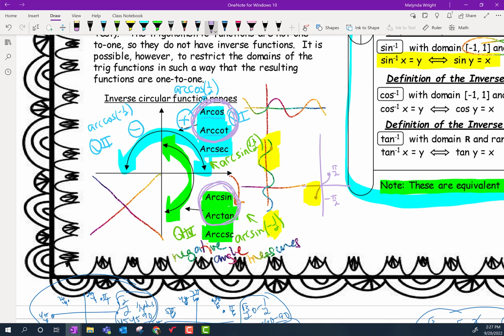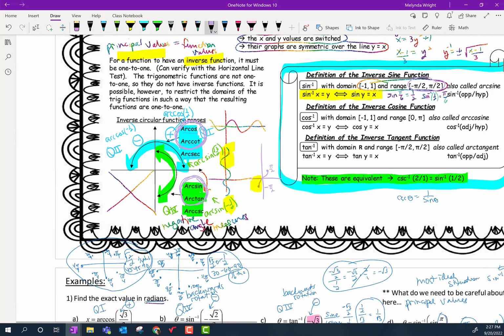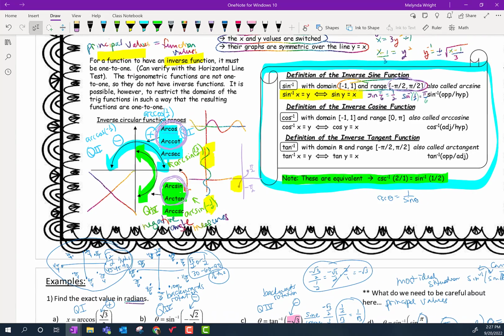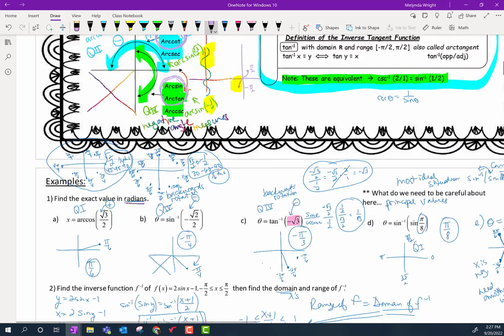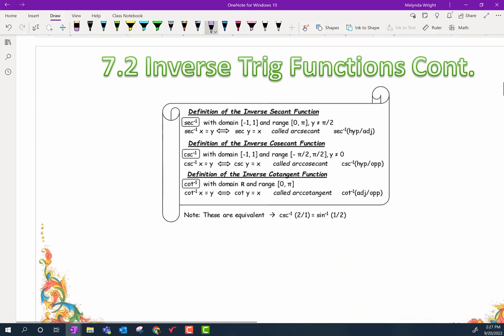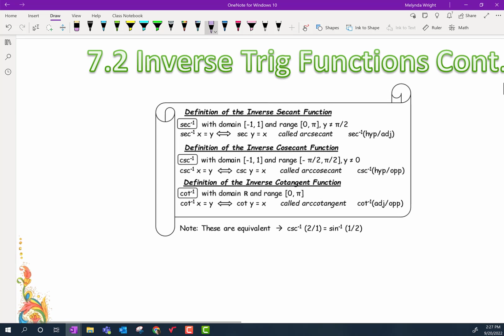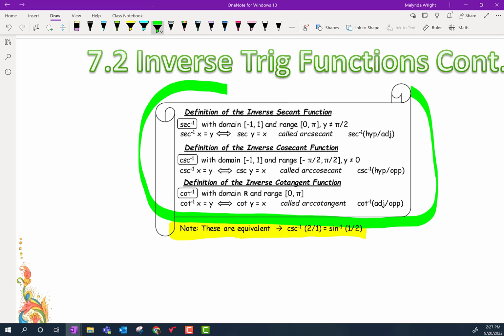So let's go back and look at the other three. Last time we basically dealt with arc sine, arc cosine, and arc tangent. This time we're going to deal with the other three: arc secant, arc cosecant, and arc cotangent. So we have this note down here. This is still applicable. Those things would be equivalent, just an example. This whole thing is reference material for you. So let's talk about some of the particulars in here.